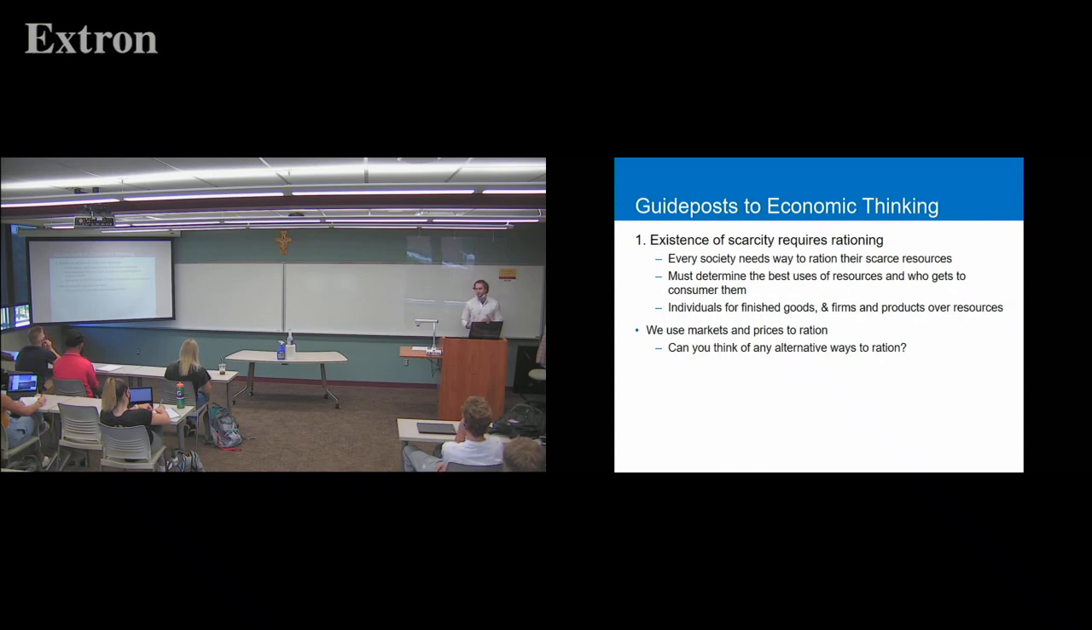Typically, we use markets and prices to ration. We sell goods on a free market, and then we let the price move up and down based on who wants them. That tends to work pretty well. Can you guys think of other ways that we use to ration goods? Or that we could use?